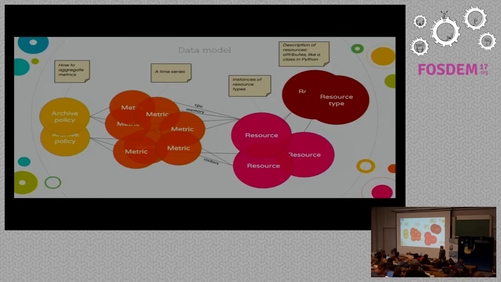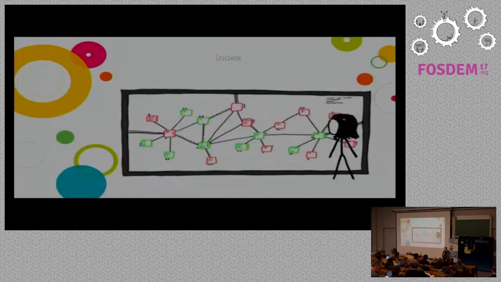So resources, it's exactly like classes in Python. We have resource types where you declare a type of resource, for example, an instance, a virtual machine. You declare attributes like the host it's running on, the flavor, these kind of things, and you can instantiate them as a resource, and you can link metrics against them. So, for example, you can call a metric CPU or memory usage, or if your resource is an application, you can have a metric which is the number of visitors. And all of this is stored into an index.